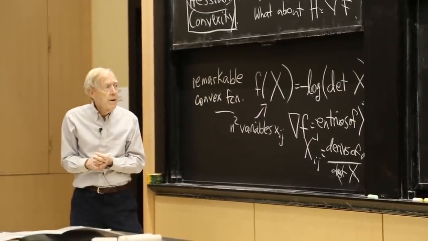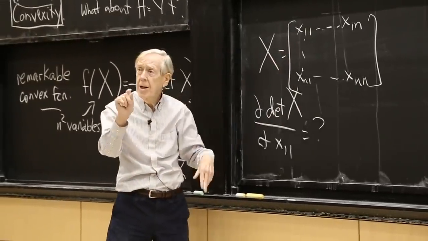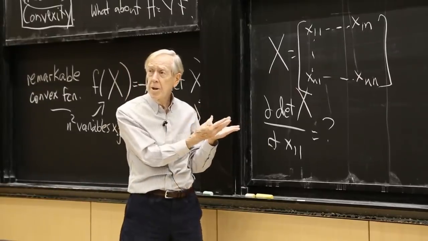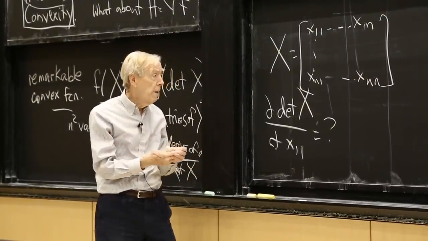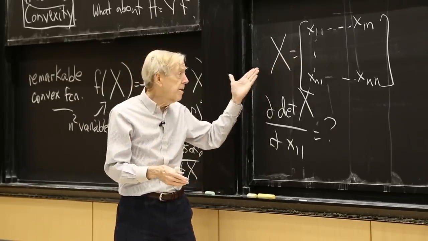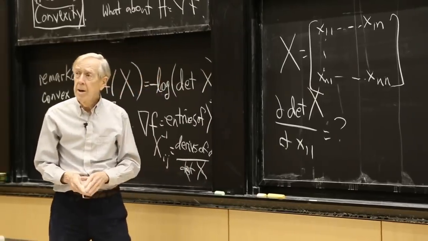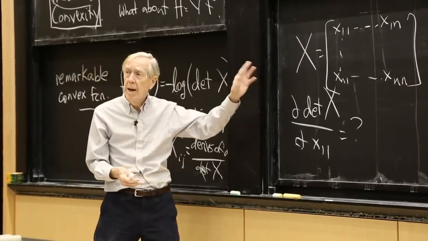How could I figure out, if I change, what is this asking me to do? It's asking me to change x11 by delta x and see what's the change in the determinant, right? That's what derivatives are. Change x11 a little bit, how much did the determinant change? And what has the determinant of the whole matrix got to do with x11?